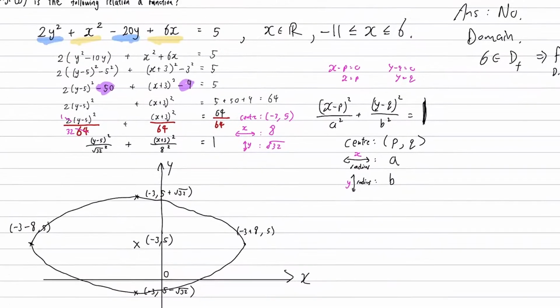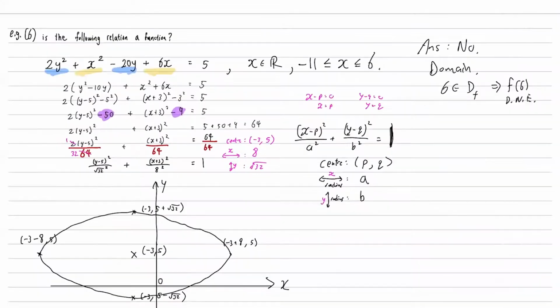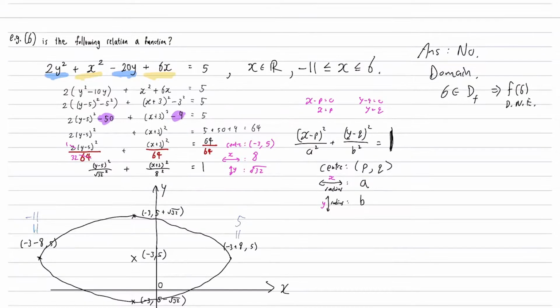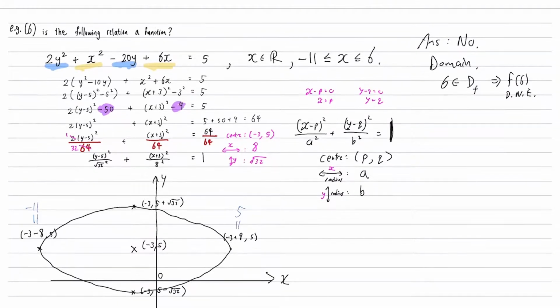All right, then now question. Look at the domain. What's the domain? -11 less than or equal to x less than or equal to 6. Yeah. So -3 minus 8 is actually -11. -3 plus 8 is 5. Is it 5? Yeah, 5. So is this a function? No. Why? Because for the vertical line test, it cuts the curve, it cuts the ellipse more than once.